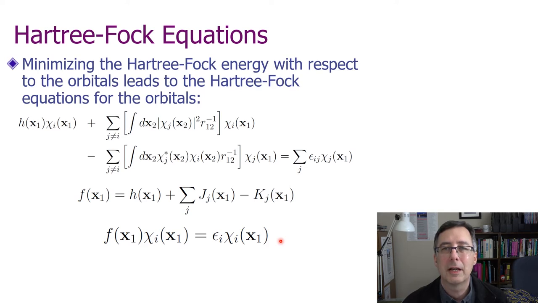So this is very interesting. It means if I want the best spin orbitals that give me the lowest energy for my Slater determinant, they are the ones that diagonalize the Fock operator, or that satisfy this eigenvalue equation. So the chi I's, the best ones, are the ones that are eigenfunctions of the Fock operator, and their eigenvalues are these things, which I'm going to interpret as an orbital energy. So this equation hopefully looks simple to you, and we can solve it.